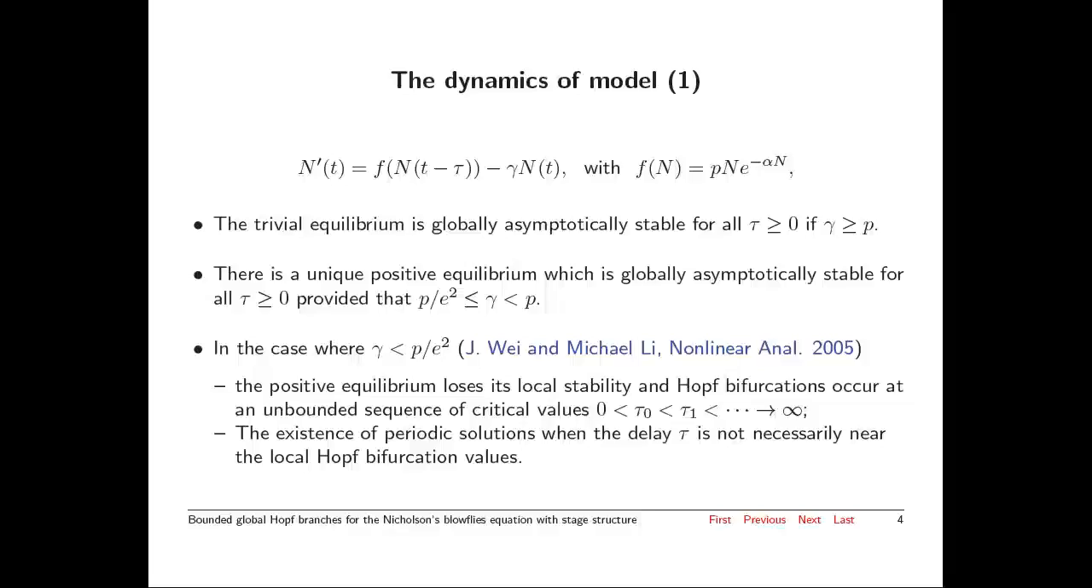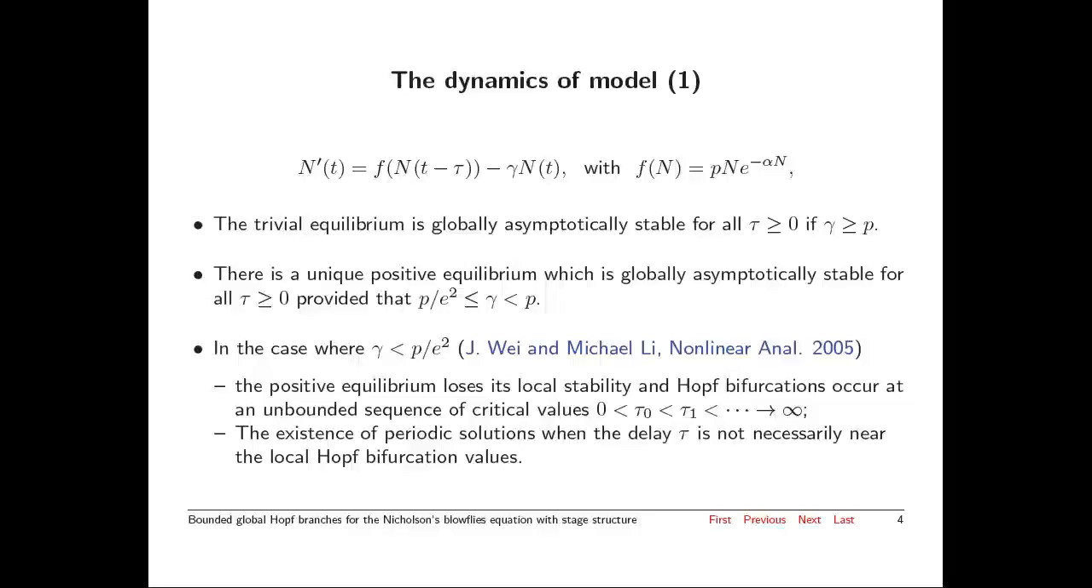It means if we choose the first bifurcation value tau naught, for example, the first Hopf branch goes from tau naught to infinity, so the global Hopf branch is unbounded from tau naught to infinity, and the second Hopf branch goes from tau 1 to infinity. In this case, it's an unbounded global Hopf branch. And this is the dynamic of this basic model one.